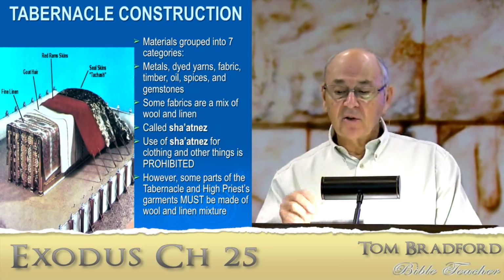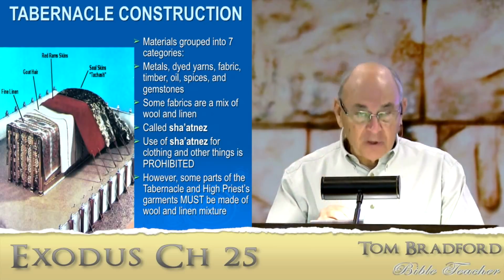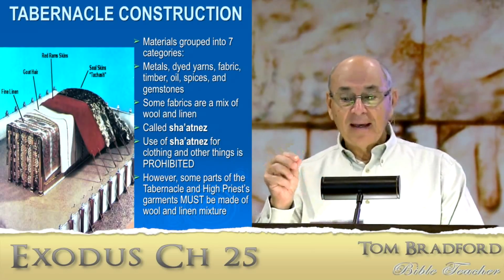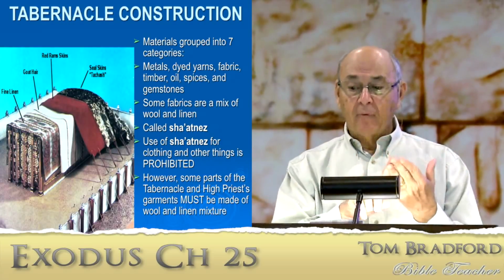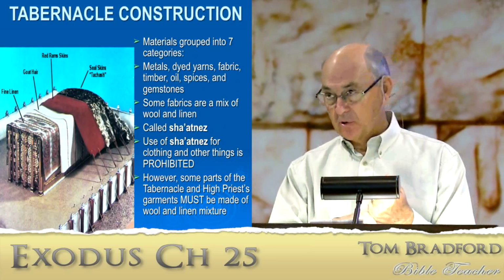Now today, we're going to be looking at some of those individual pieces of furniture. All right, that's far more than just simply decoration. Please note as we proceed that the construction materials used for the tabernacle are grouped into 7 categories: metals, dyed yarn, fabric, timber, oil, spices, and gemstones.